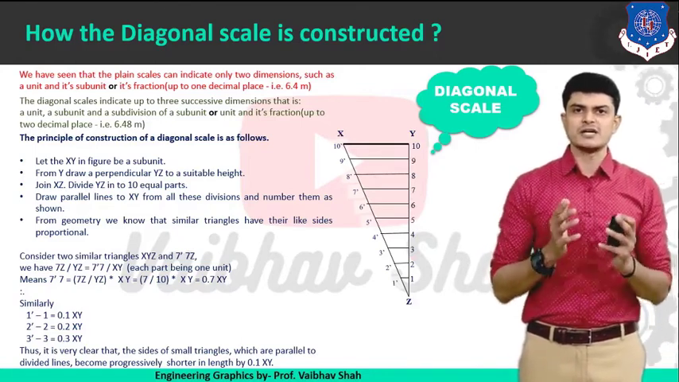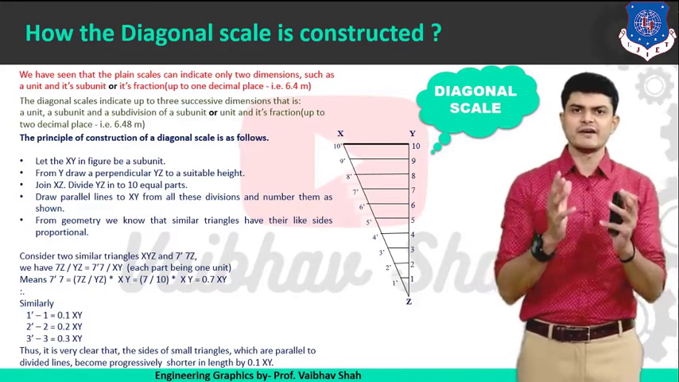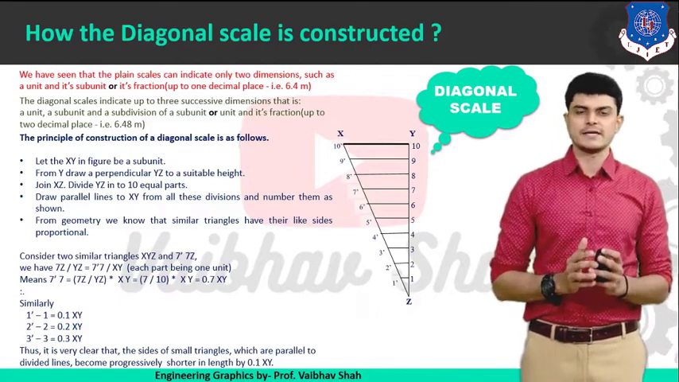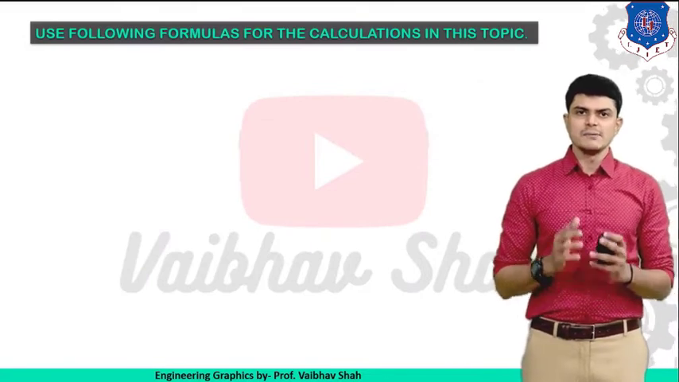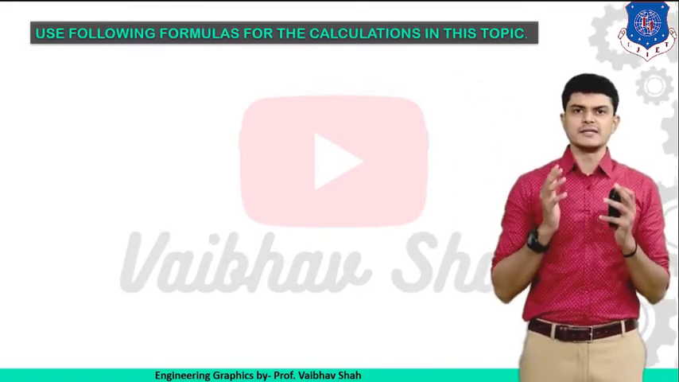We will be using the concept of this right angle triangle and this inclined line to generate our next scale, which is nothing but our diagonal scale. So let us see examples based on this diagonal scale. But before that, let us see a few of the equations which we are going to use in this chapter.